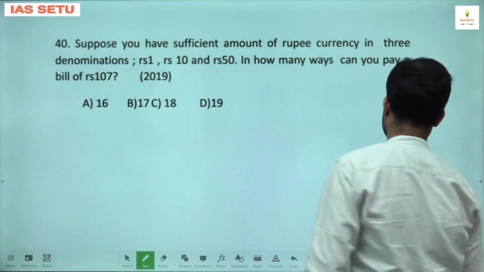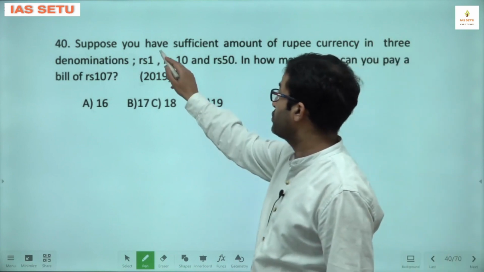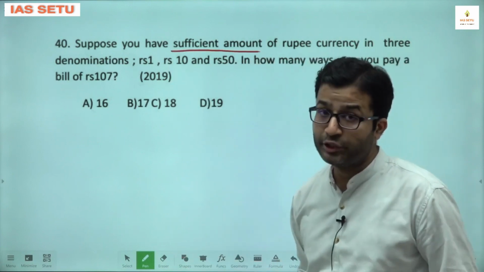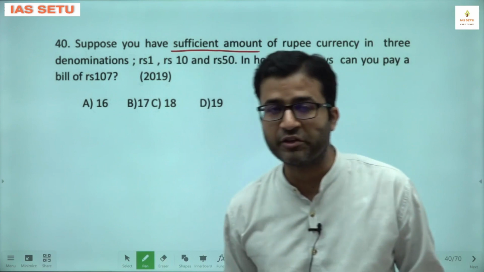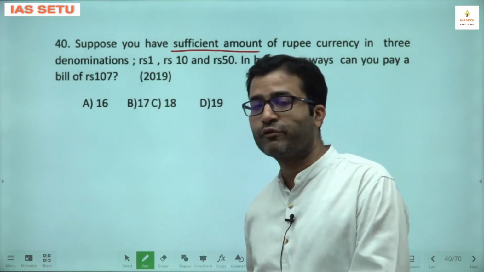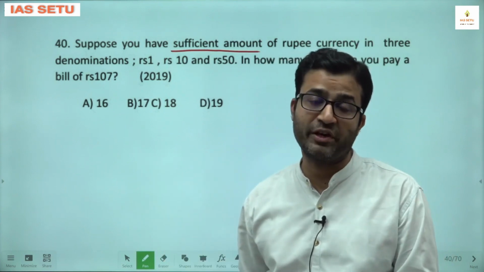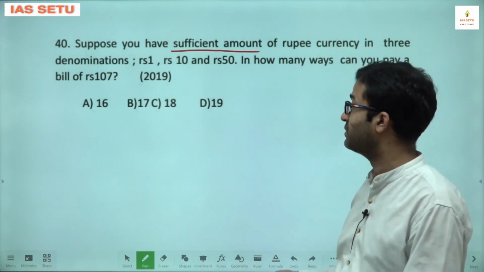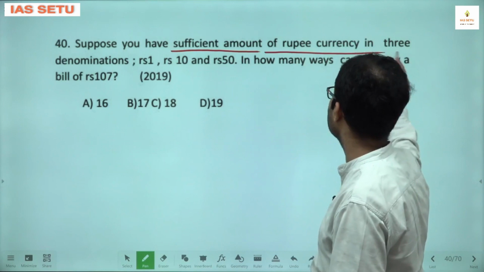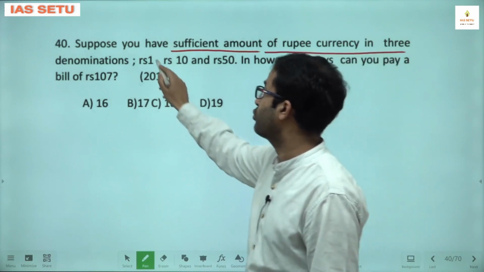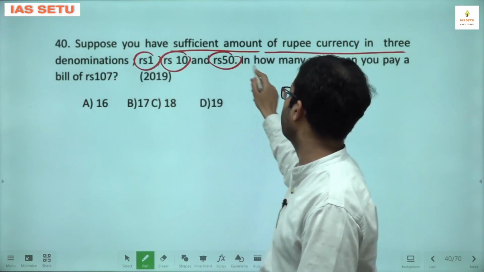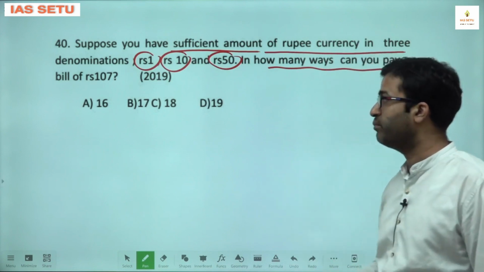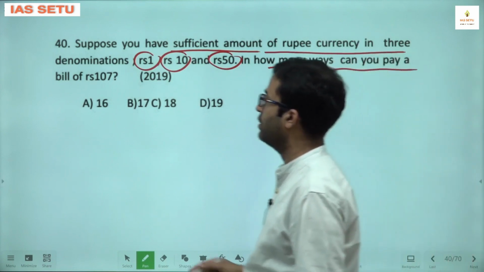Question number 40. Like I already told you, PYQ is going to be very, very important, because the number of questions which I'm going to discuss in PYQ, I have not discussed in the classes. 70 questions on number system. Suppose you have a sufficient amount of rupee currency in 3 denominations: rupee 1, rupee 10, rupee 50. How many ways can you pay a bill of rupees 107?